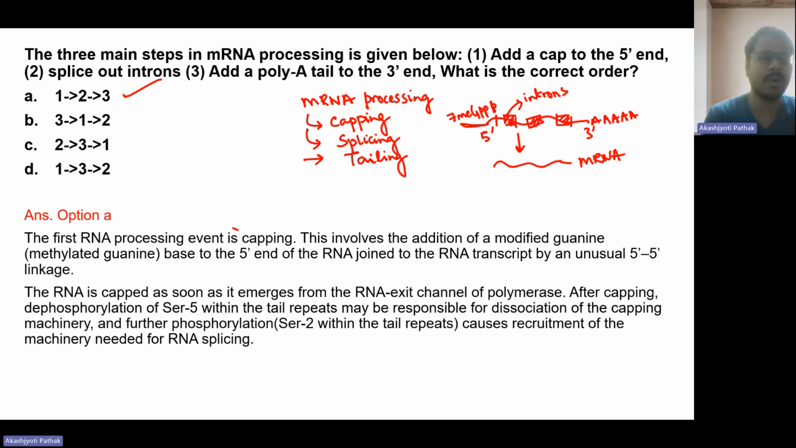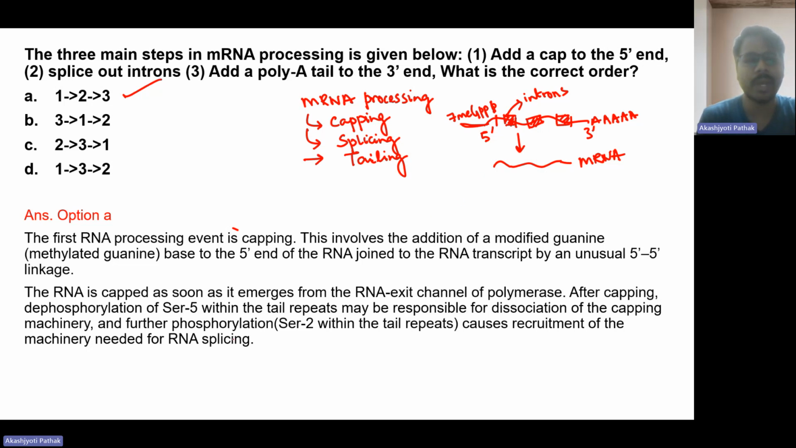Then what happens? Once the RNA is capped, it is capped as soon as it emerges from the RNA exit channel of the polymerase. If you look at the structure of the polymerase, there are several channels in the RNA polymerase. So there is an RNA exit channel. From here, the RNA that is newly synthesized comes out of the RNA polymerase.